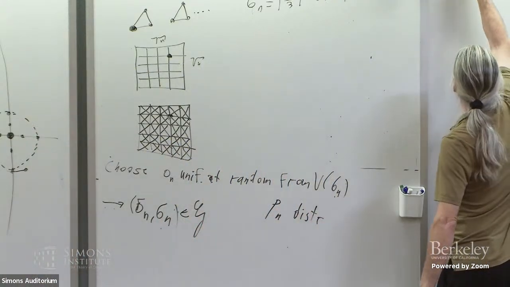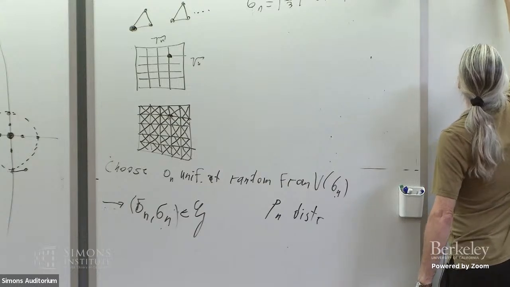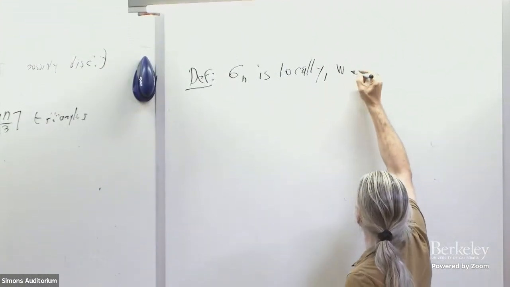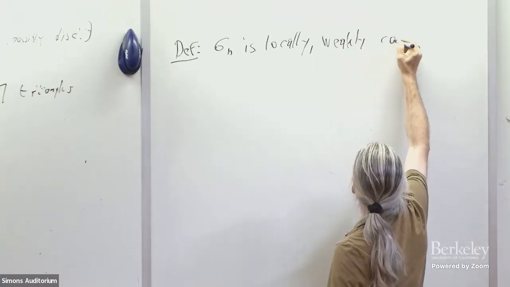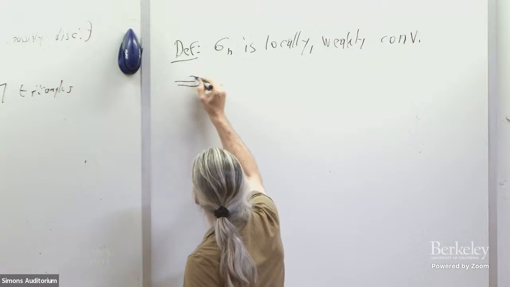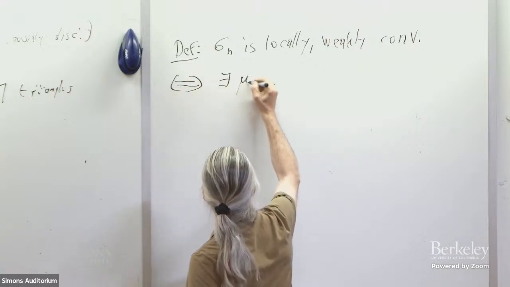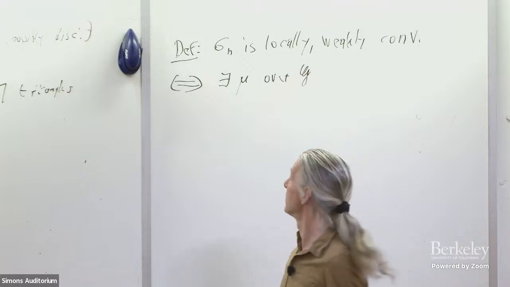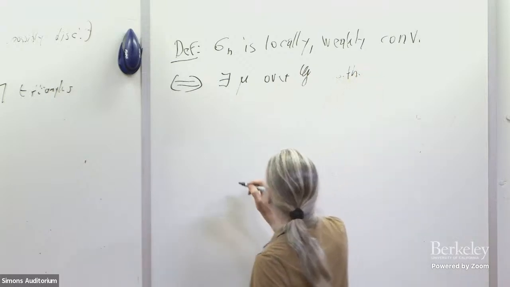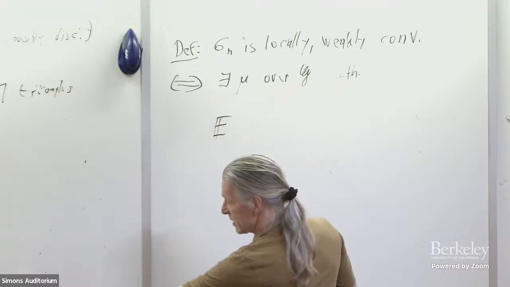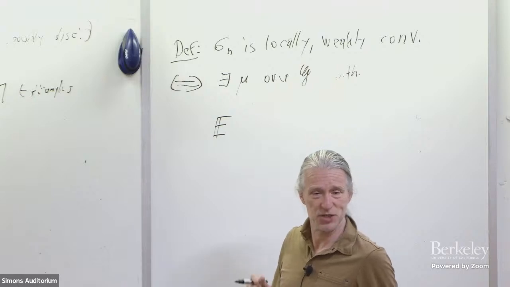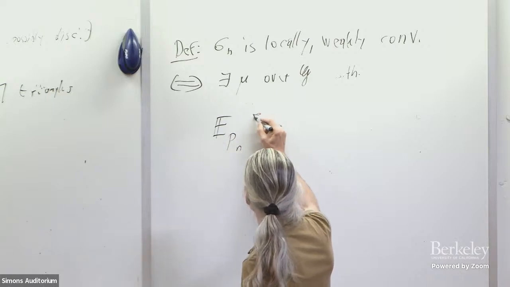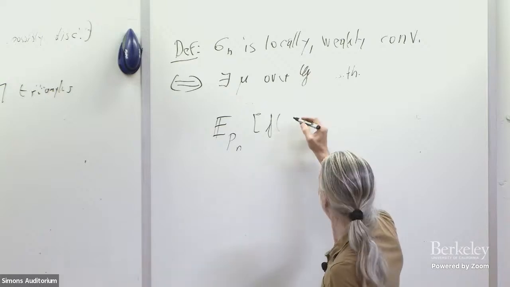then I will say, definition: G_n is locally weakly convergent if and only if there exists a measure mu over our space of infinite rooted random graphs such that the expectation with respect to, there's no randomness except for the randomness you put on by looking at a random root. So the expectation with respect to this randomness of any function of your graph.